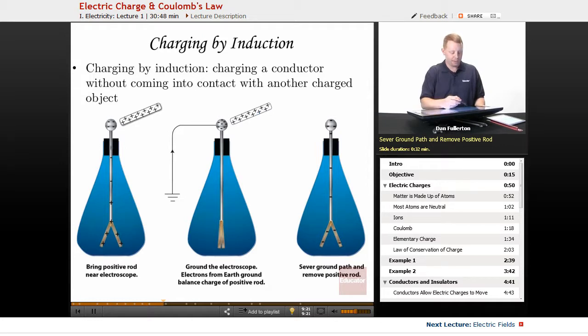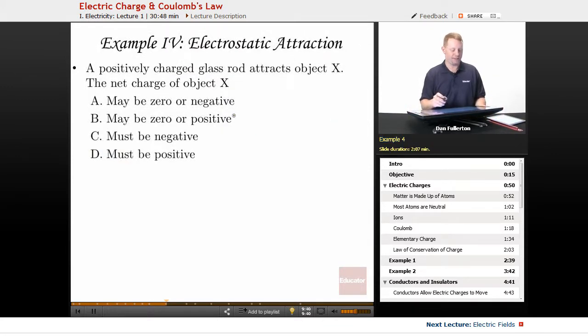So we ended up having a rod that was neutral to begin with. Over here on the right, when it's done, it's negatively charged. But we never touched our positively charged rod to it. All we did was connect it to ground. So that would be an example of charging by induction. So let's take a look at some examples.